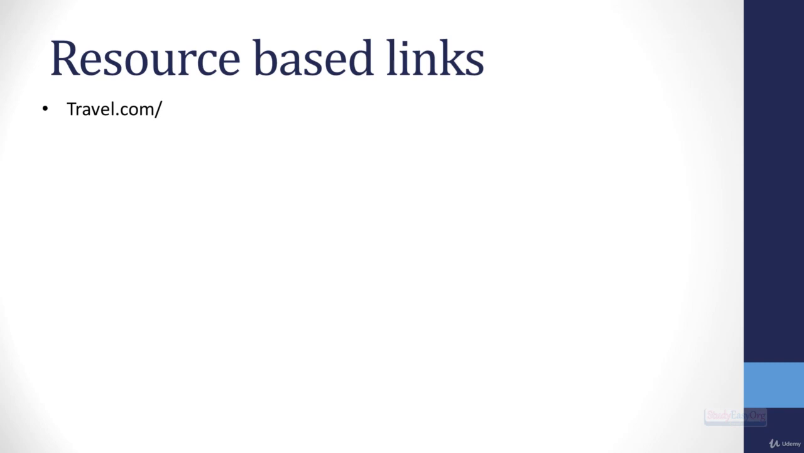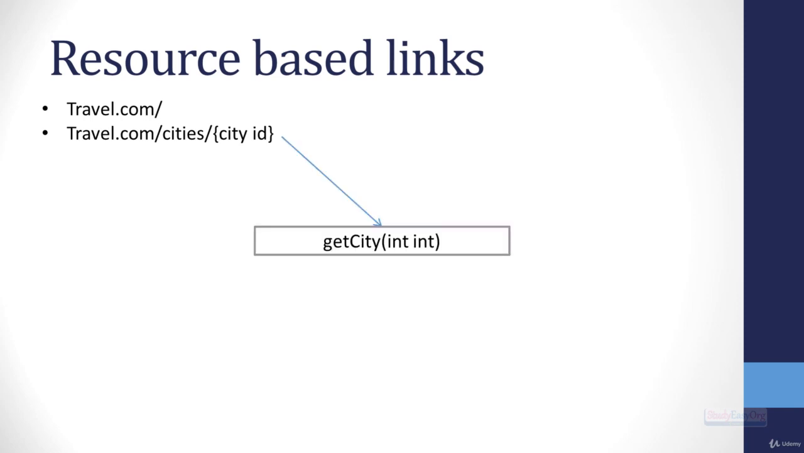For example, we would like to get information of a city. So in here we will navigate to travel.com/cities/the ID of the city, right? Now in here the ID of the city would be passed as a parameter of a method, and the method will return or generate a page which is responsible for generating the web page for that specific city. So these kinds of links are nothing but resource-based links.